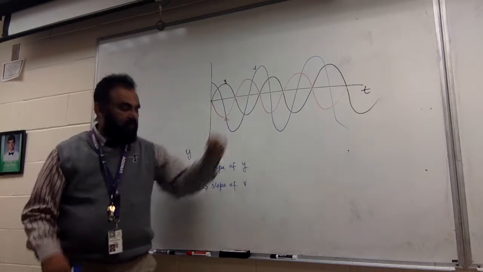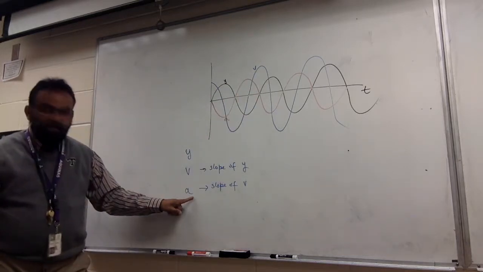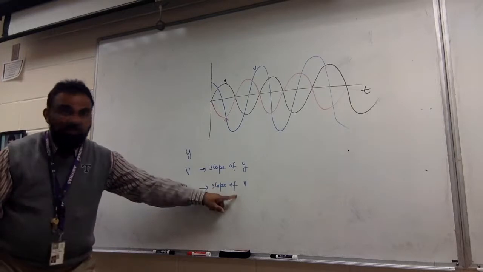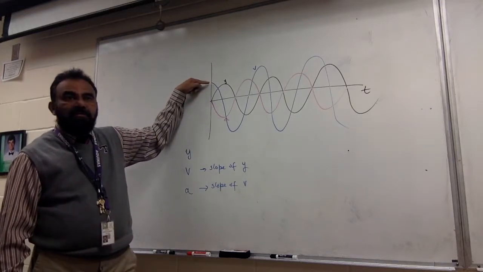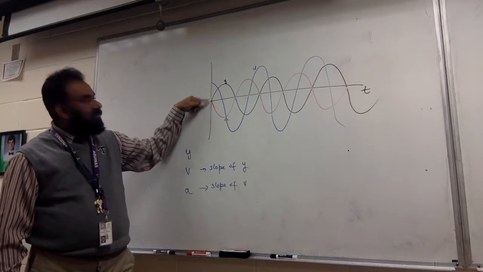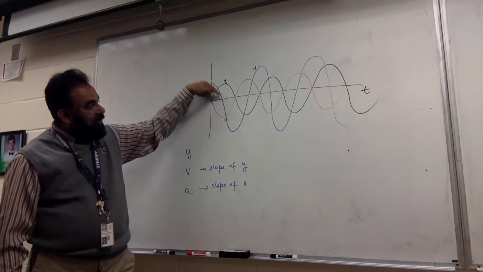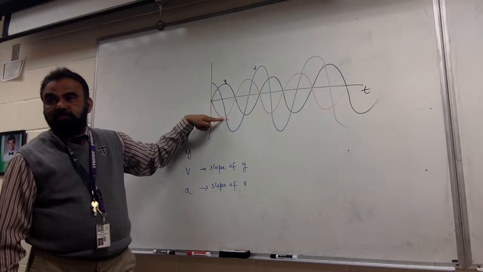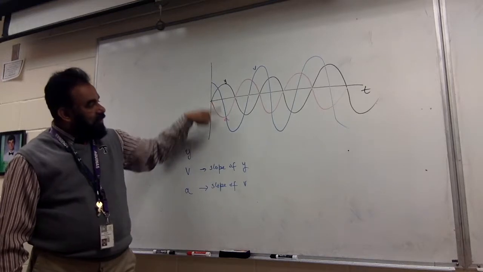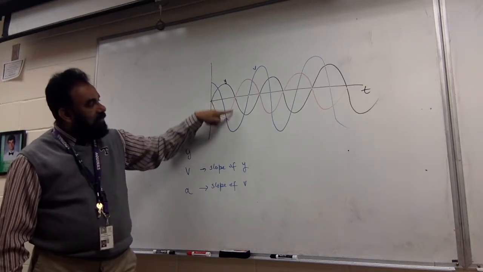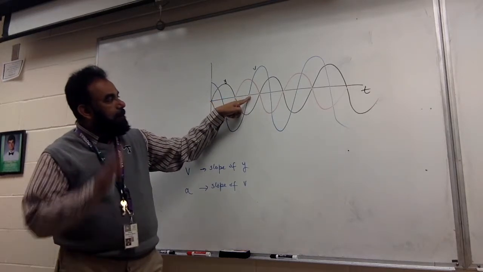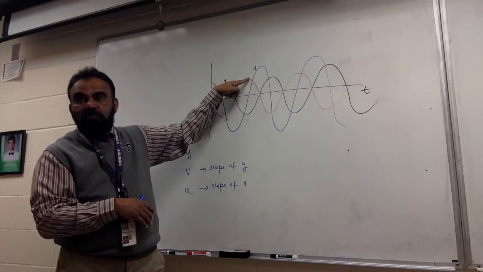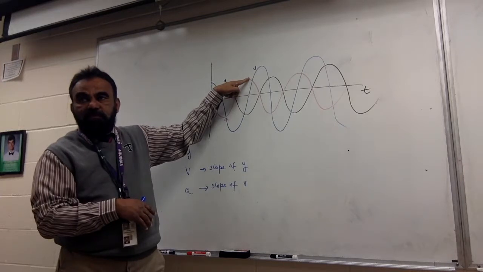Slopes. Now look at this one. Acceleration graph. Slope of the velocity graph. Here is the velocity graph. What's the slope of this blue line here? Zero. What's the slope of the blue line here? Negative max. Right? And slope of this blue line here? Zero. Acceleration is zero. Slope of this line here? Positive max. Do you get it?